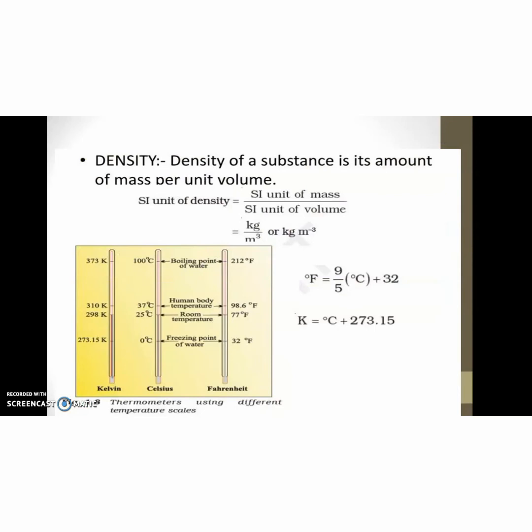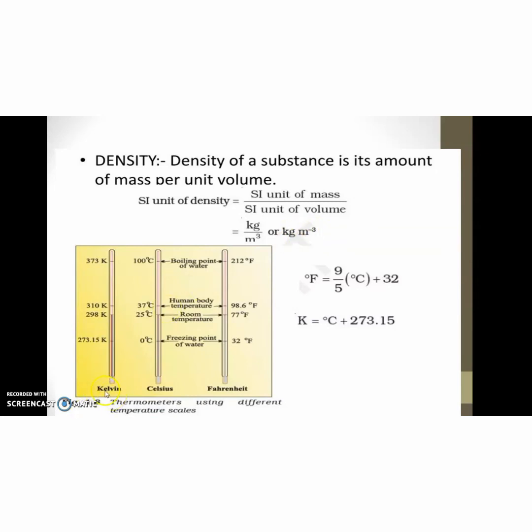In lower class, we discussed density. What is density? Density means the amount of mass per unit volume. If you have to find the SI unit of density, then it is the unit of mass divided by the unit of volume. Mass is always in kilogram and volume is in meter cube. So the unit is kilogram per meter cube.